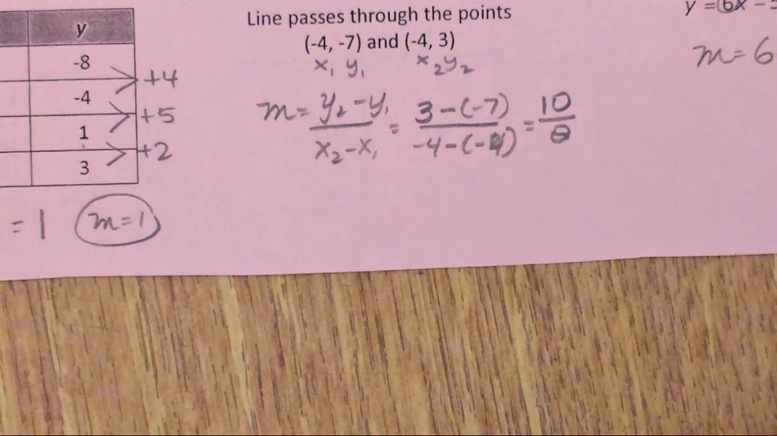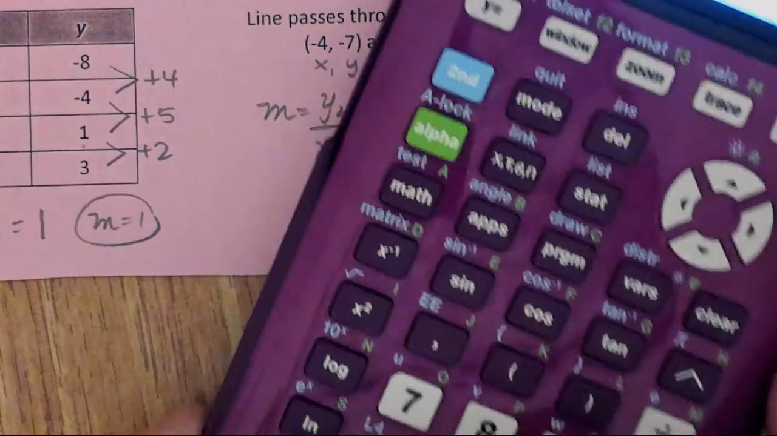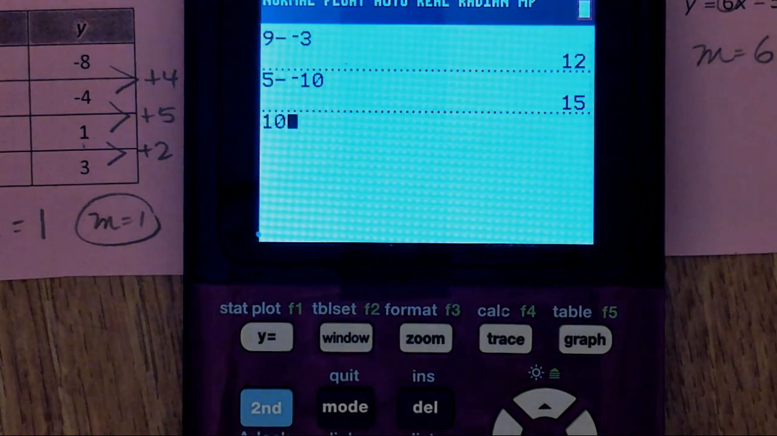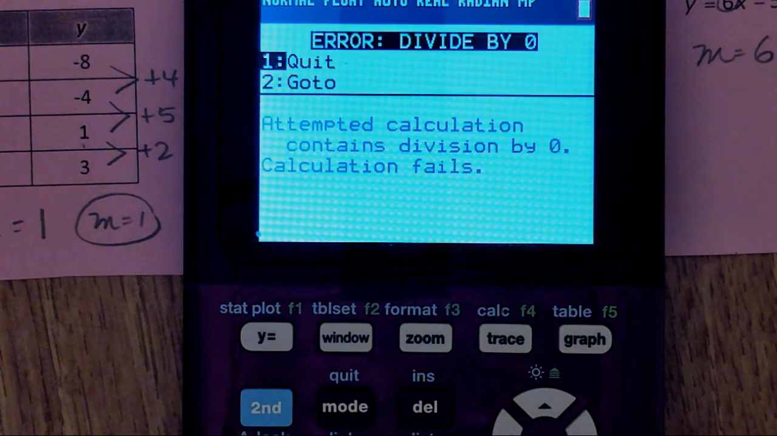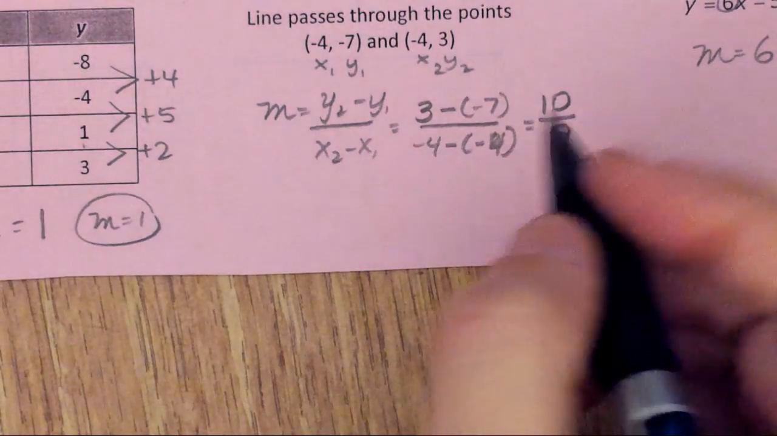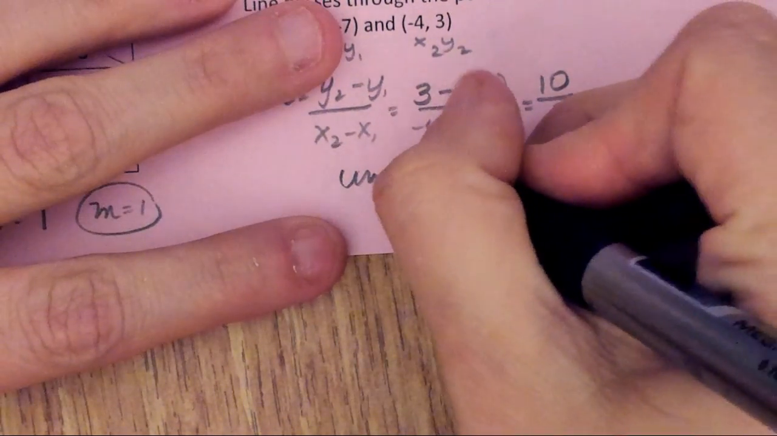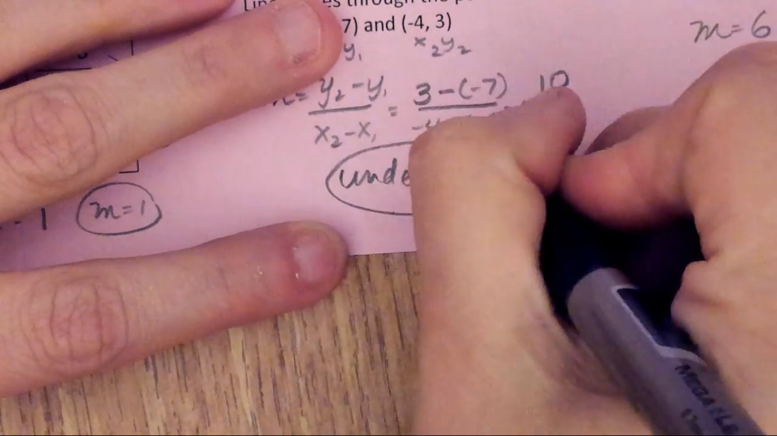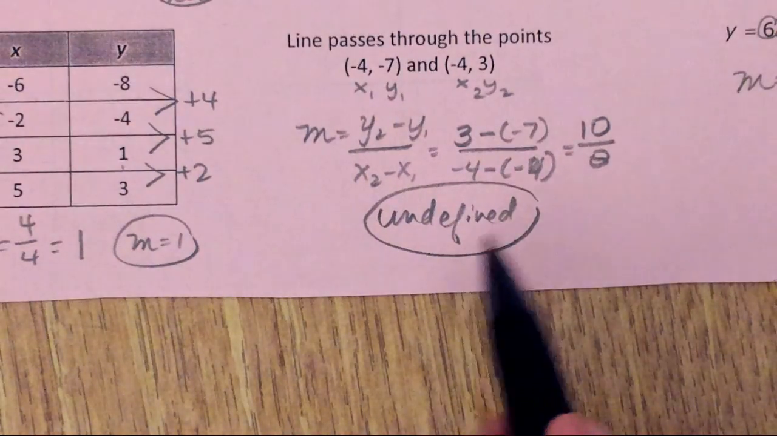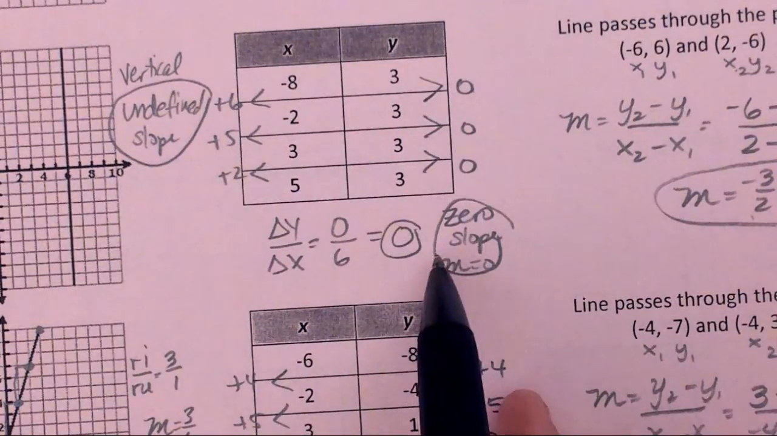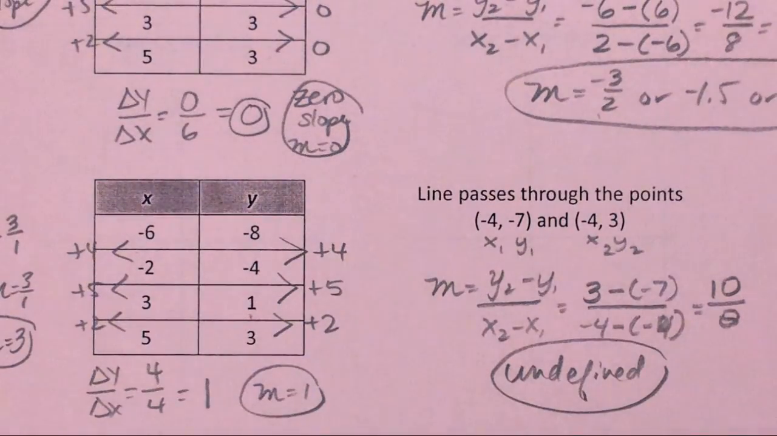And we've talked about how if I put that in my calculator, 10 divided by 0 gives me that divide by 0 error. As soon as I get that, I know that I'm undefined. Okay? And again, we're never going to call undefined no slope. We're not going to call 0 slope no slope because it's kind of ambiguous. Which one, does it mean no slope because I can't calculate it, or no slope because it's 0? So we're not going to use that term no slope. We're going to use 0 slope or undefined.